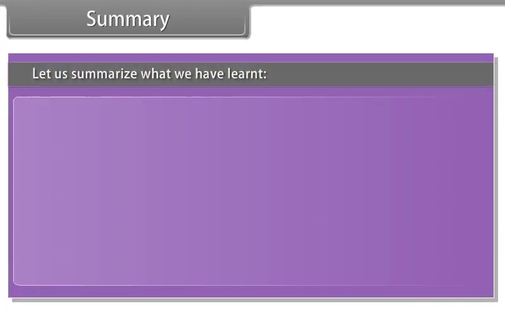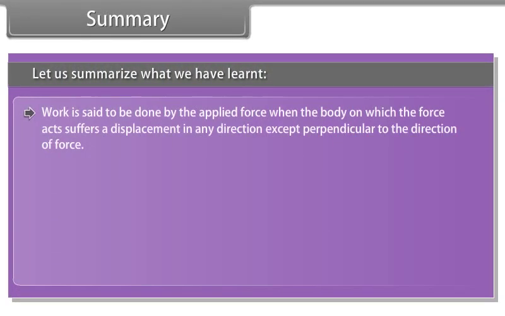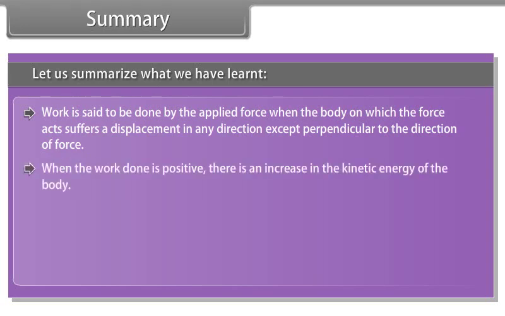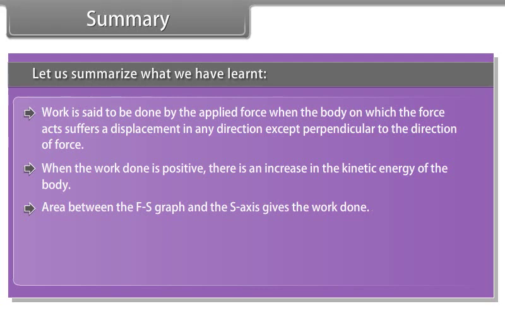Summary. Let us summarize what we have learned. Work is said to be done by the applied force when the body on which the force acts suffers a displacement in any direction except perpendicular to the direction of force. When the work done is positive, there is an increase in the kinetic energy of the body. The area between the F-s graph and the s-axis gives the work done.